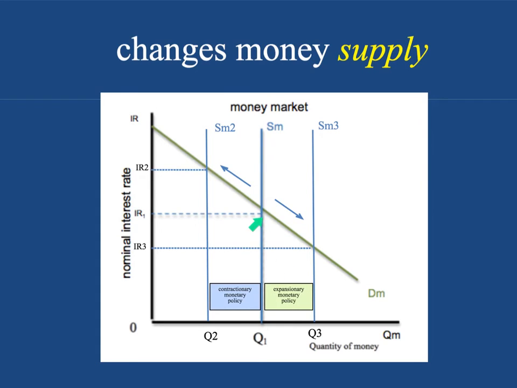But if banks were to take some sort of action which would cause the money supply to decrease from SM to SM2, what's going to happen? Oh, check it out. Super logical. It's going to drive up the price of money, right? And the new interest rate is going to be IR2. And this we would call contractionary monetary policy. And that, my friends, is it.